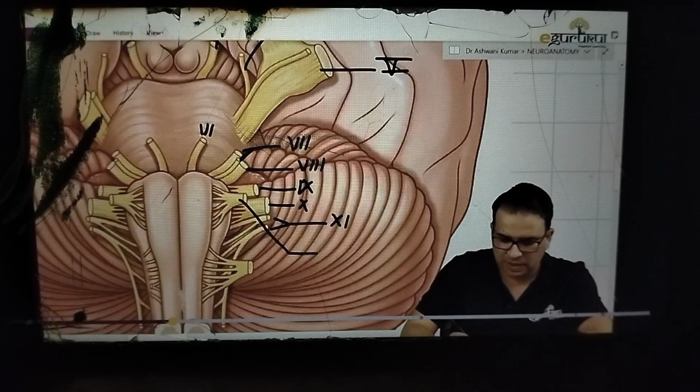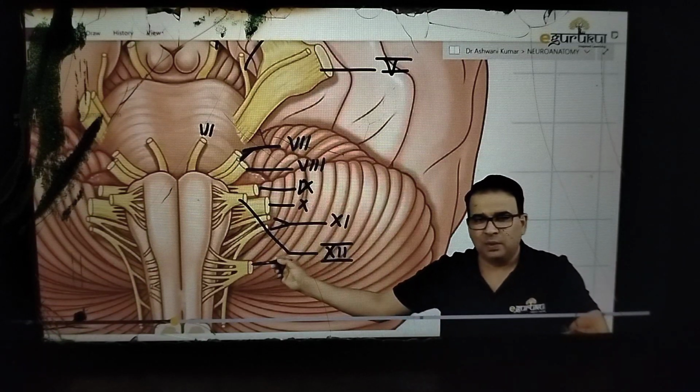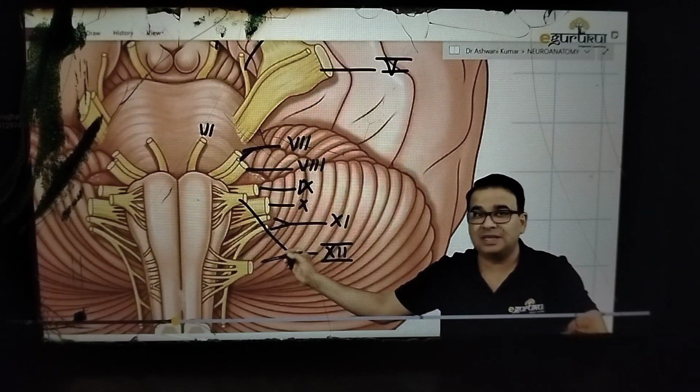And this nerve here, which is between the pyramid and olive, is the 12th nerve, or hypoglossal. That is the hypoglossal. Now please don't get confused with this nerve over there. That is not a cranial nerve. That is a spinal nerve. That's the first cervical nerve.